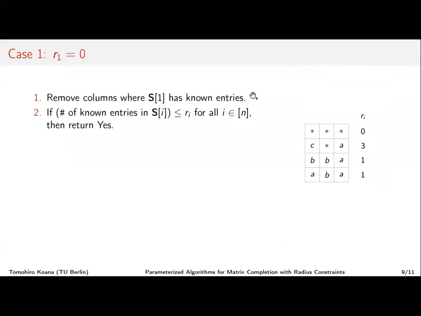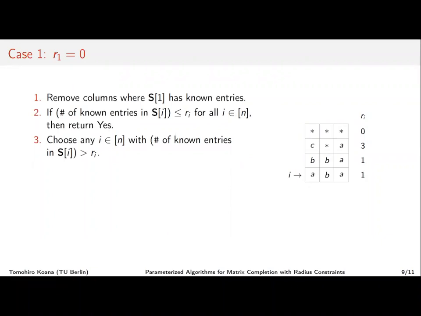And at this point, if for each row the number of non-empty entries is less than Ri for all rows, then we can just return yes, because an arbitrary row vector is a solution. If this is not the case, there is a row where the number of missing entries is larger than Ri. So let's pick any row with such a property.